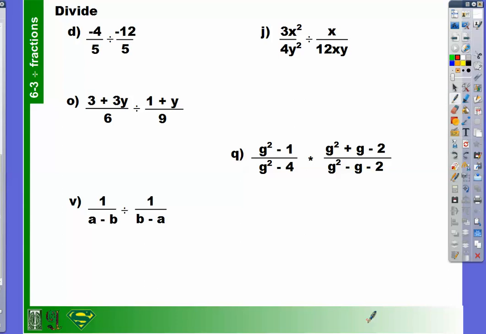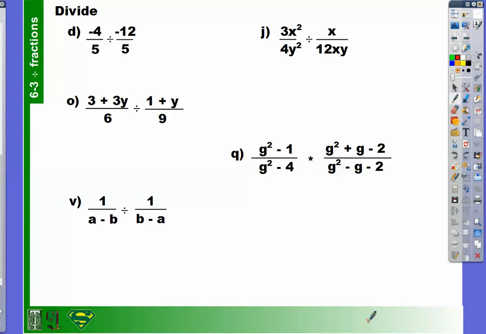Now, when we are dividing fractions, even when we have polynomials, the process doesn't really change. So let's take a look at our first problem. Just a plain old fraction that we're going to divide, just to make sure we understand how to divide fractions. If I have negative 4/5 divided by negative 12/5, what will I have to do in order to actually figure out what this quotient is?